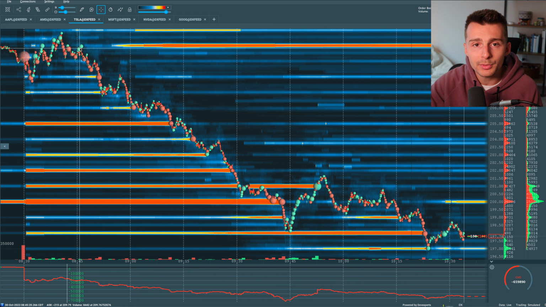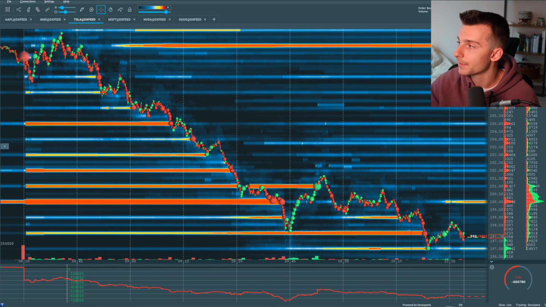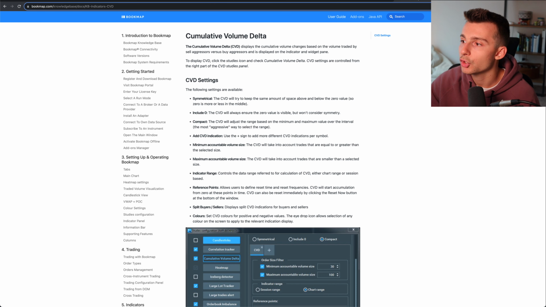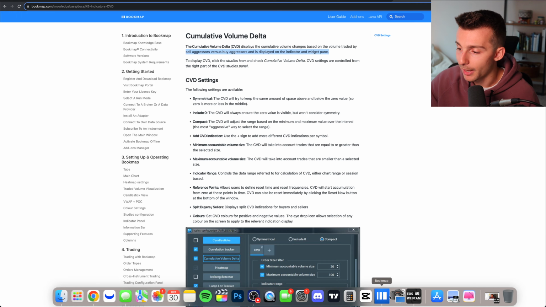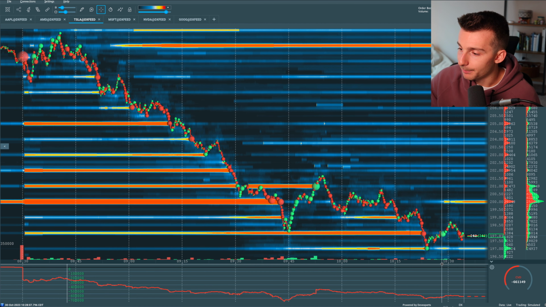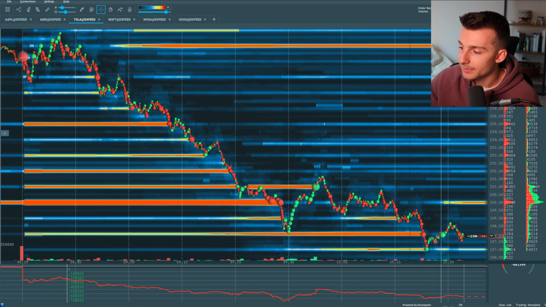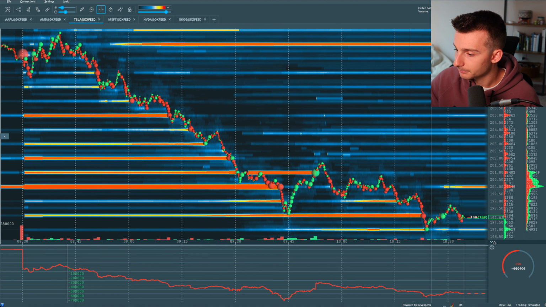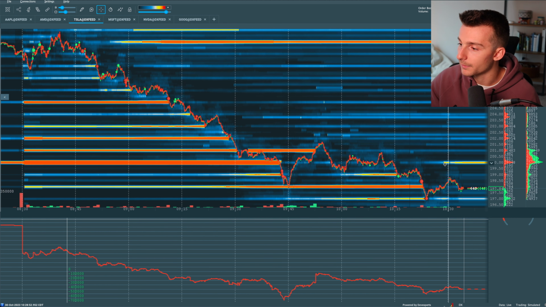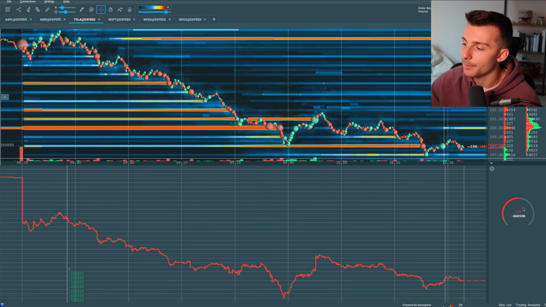Now, there's also an indicator called the CVD, which stands for cumulative volume delta. This is going to display the volume changes based on the volume traded by aggressive sellers versus aggressive buyers. They have a full widget and a full indicator for this. If I jump back to Bookmap, that's going to be down here at the bottom of our screen. We can pop this up a little bit more, and you'll notice there's a CVD on the bottom right.